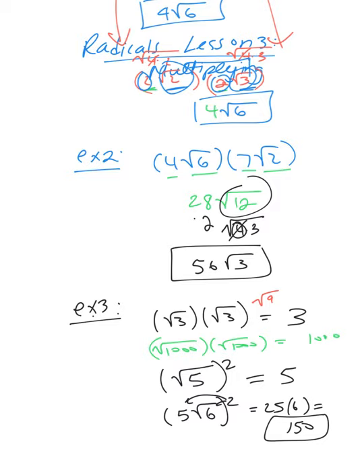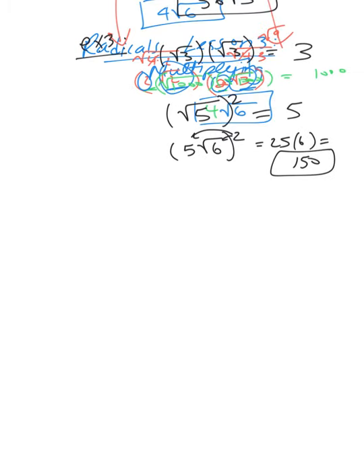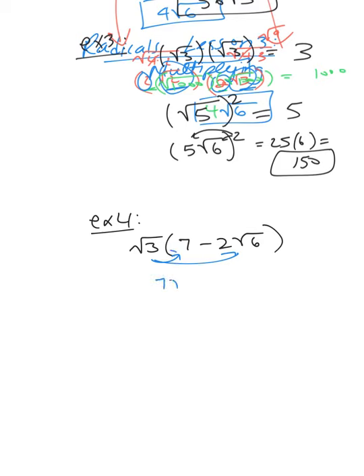And lastly, we're going to look at some distributive property problems, which are pretty simple and straightforward also. Example 4. If I gave you the square root of 3 being multiplied into 7 minus 2 radical 6, you're just going to use the distributive property. But remember, 7 is just a rational 7, but the square root of 3 is irrational. So they can't actually multiply with each other. You would write this as 7 radical 3.